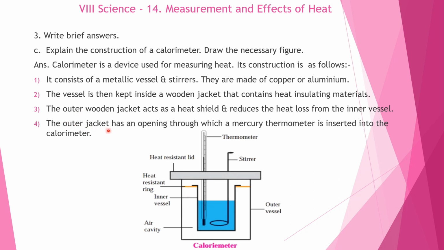The outer jacket has an opening through which a mercury thermometer is inserted into the calorimeter. There is one opening through which we are putting the thermometer for checking the temperature. So this is the basic setup of a calorimeter, children. It contains a metallic vessel which is kept inside the wooden box.